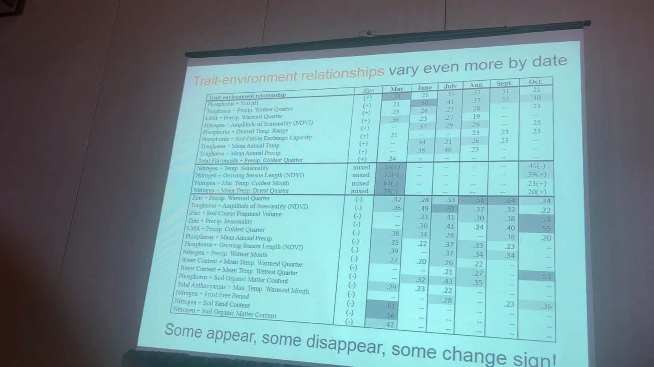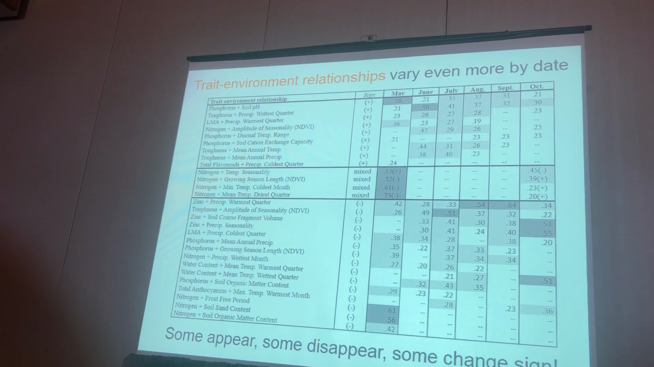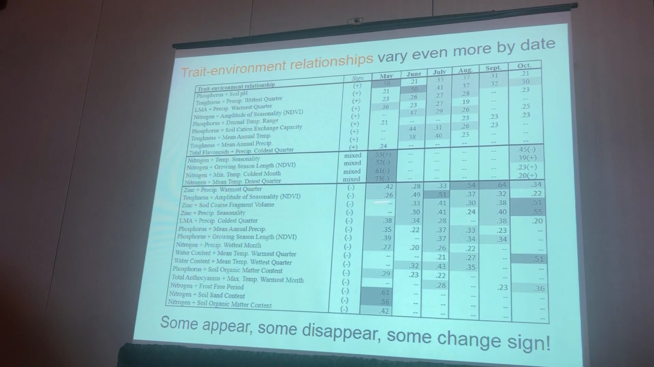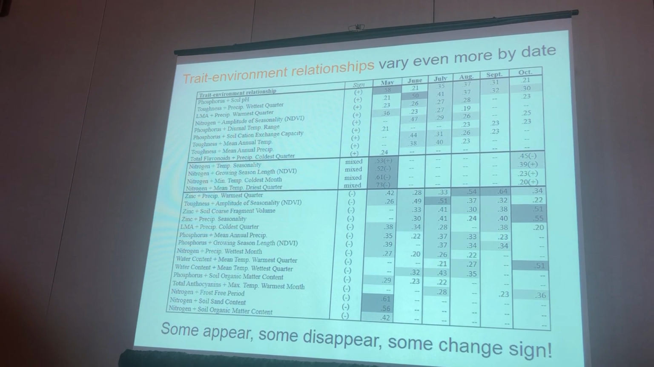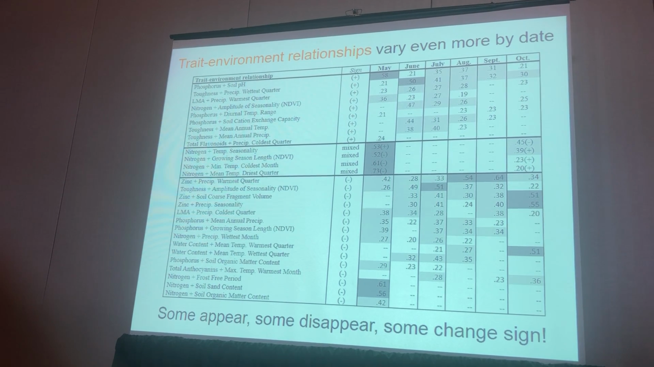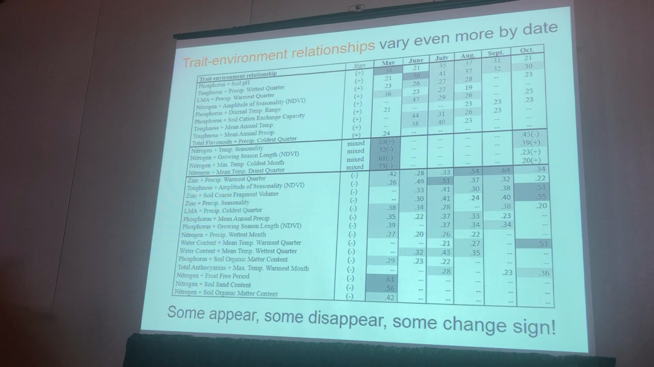If we go with trait-environment relationships, it's even worse, even less consistent. We have some relationships between a trait and an environmental variable that increase in strength over the growing season, some decrease, some wink in and out. Some switch sign: here's nitrogen and growing season length, going from a negative 0.52 R squared to a positive 0.39 R squared, beginning in the growing season.